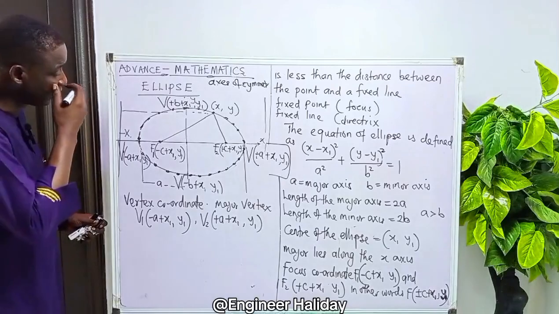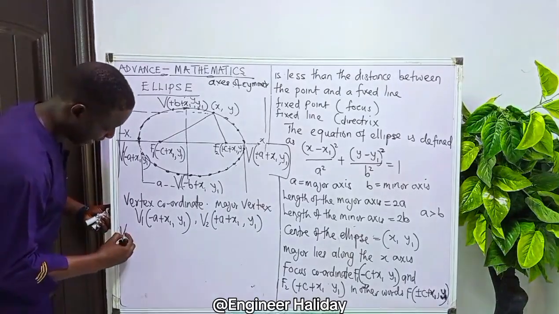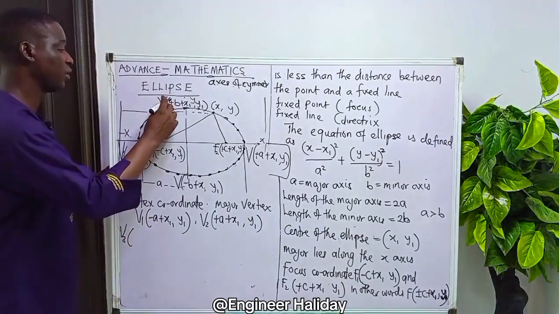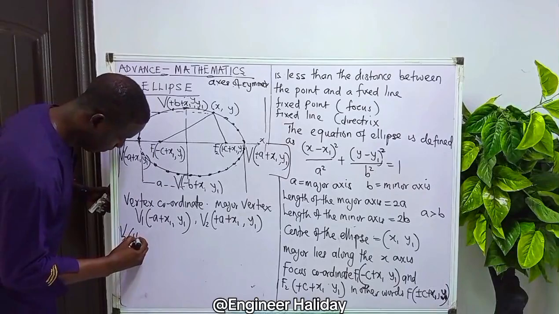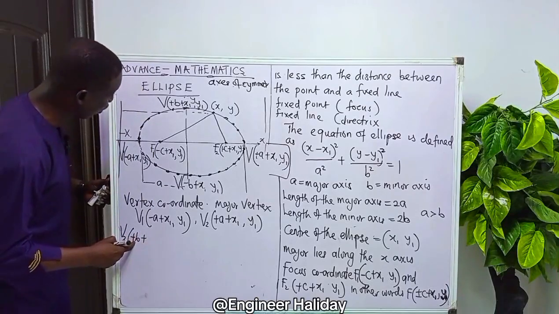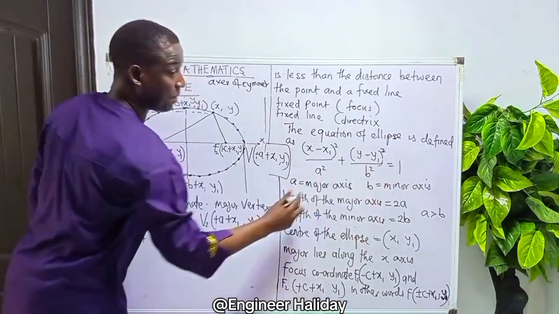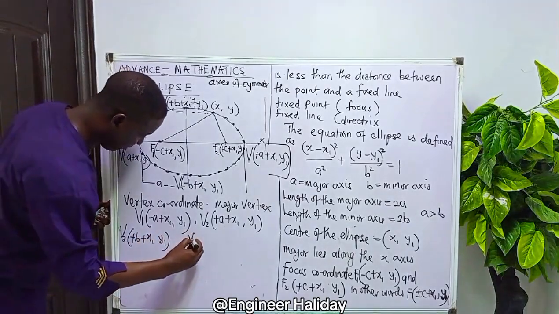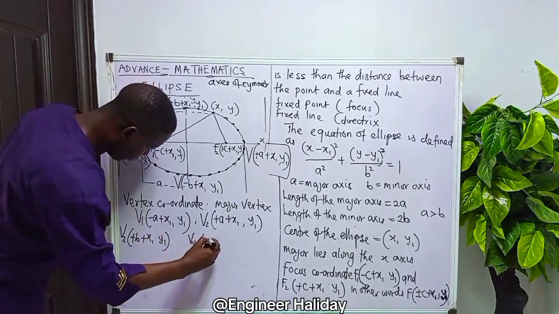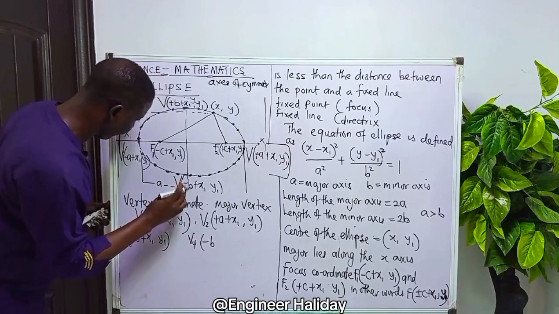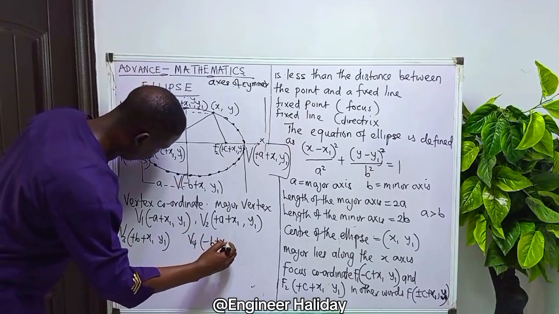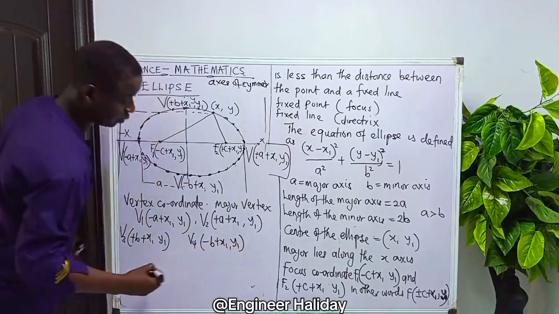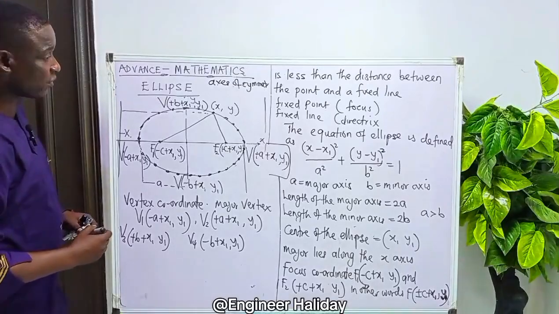So what about the minor ones? The minor one, if they ask you, let's call this one v3, becomes plus b. It will be the minor axis b that you add to the x coordinate of the minor vertex, because it lies along the x. What about v4? v4 becomes minus b plus x1, y1. So that becomes your vertex coordinate.